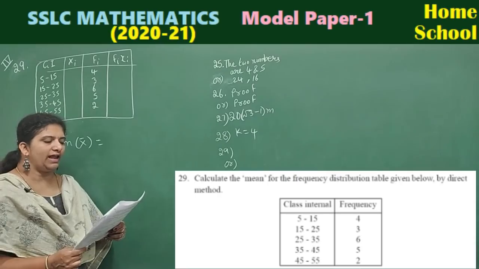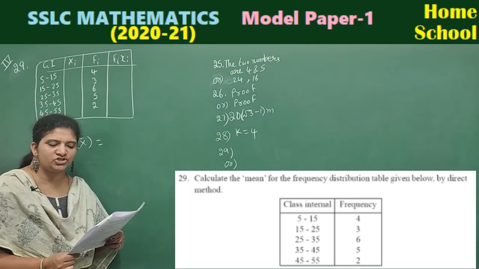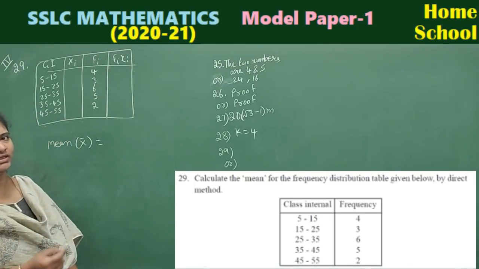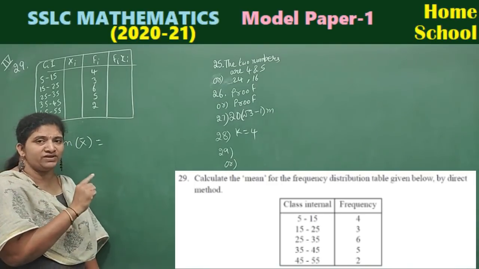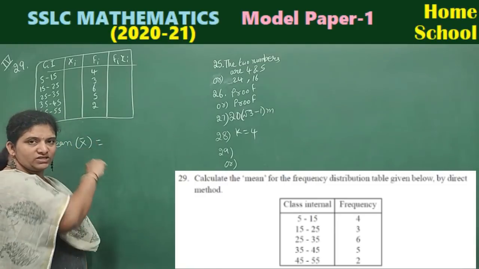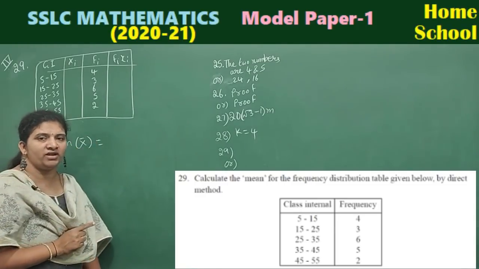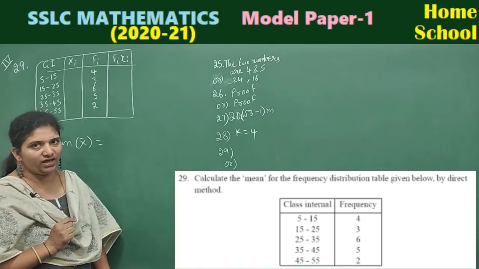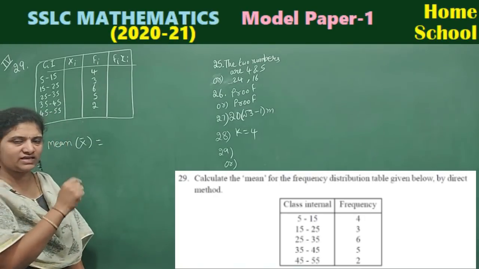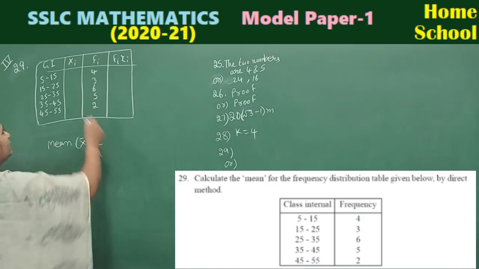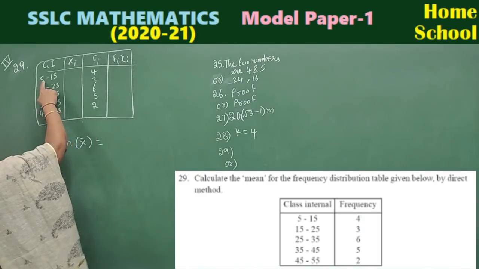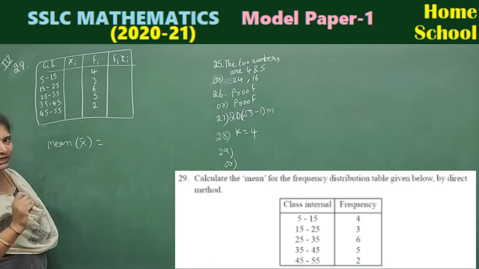29th problem. Calculate the mean for the frequency distribution table given below by direct method. Direct method, what do we need? They have given class interval and frequency. We need to find the score, and your mean formula is summation fi xi by summation fi, or you can say sigma fi xi by sigma fi. Look here, how to get the score? Xi value is lower limit plus upper limit by 2.